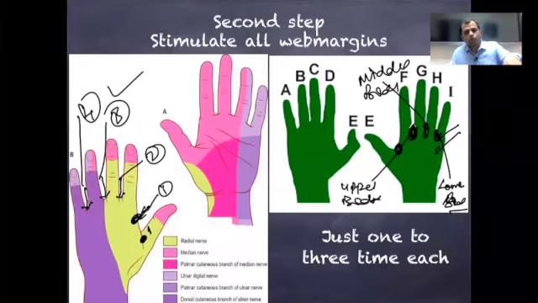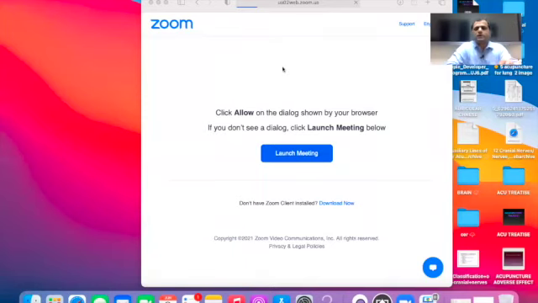We have 4 web margins in the right hand, 4 web margins in the left hand, and in the same way in the feet. So this will be our second step. Look at here, how will we do it? The second step will cure many diseases. You will start the basic treatment. Even if you don't know what the problem of the patient is, you will see.